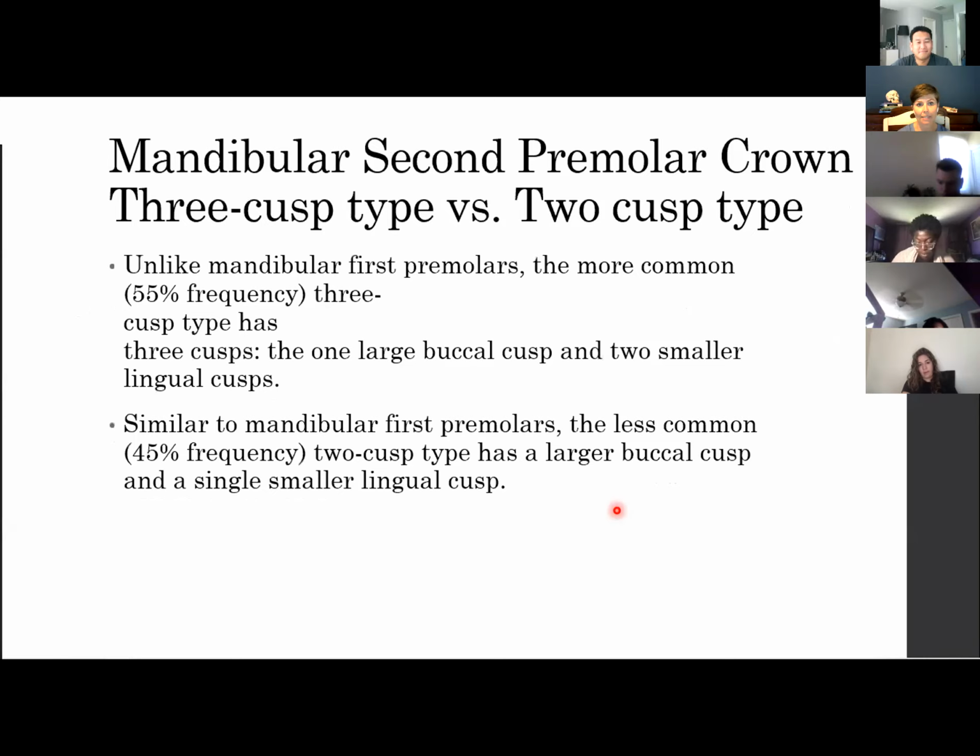All right. So mandibular second premolar crown, the three cusp and the two cusp type. Unlike the mandibular first premolars, the more common 55% frequency three cusp type has three cusps with one large buccal cusp and two smaller lingual cusps. But similar to the mandibular first premolar, the less common 45%, I mean, that's like 50-50, right? 45 and 55, it's pretty close. Two cusp type has a larger buccal cusp and a single smaller lingual cusp.